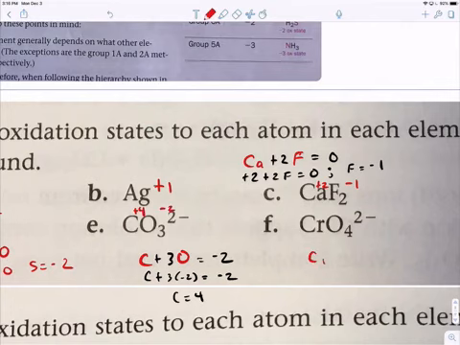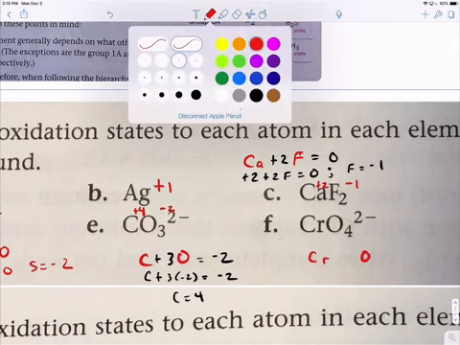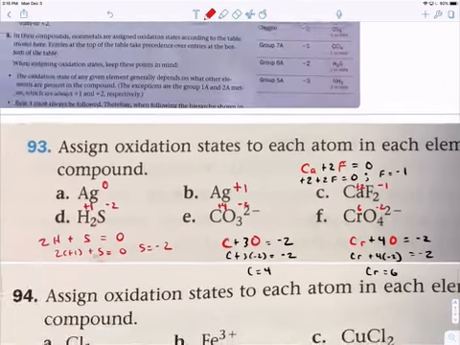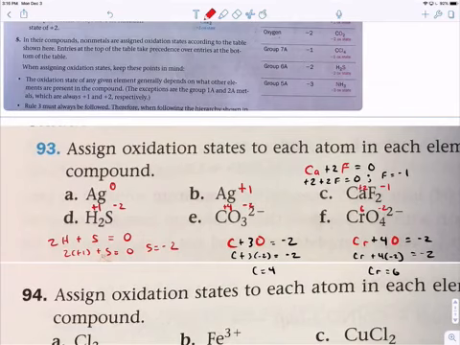And then chromium and oxygen. So chromium plus 4 times oxygen is -2. Oxygen tends to be -2. Chromium plus 4 times -2 equals -2. 4 times -2 is -8. Add 8 to both sides. -2 plus 8 is +6. Chromium is 6. Oxygen is -2. So any questions on how to do those?